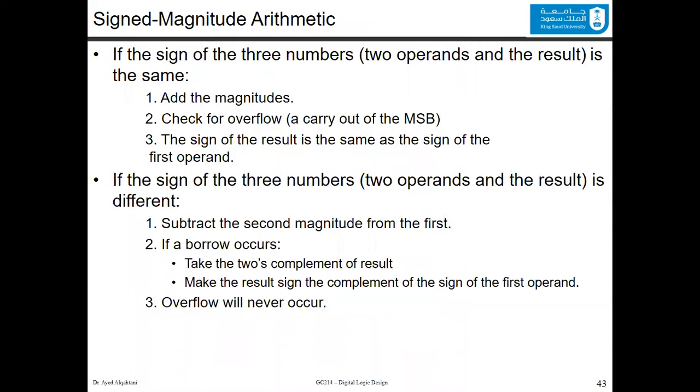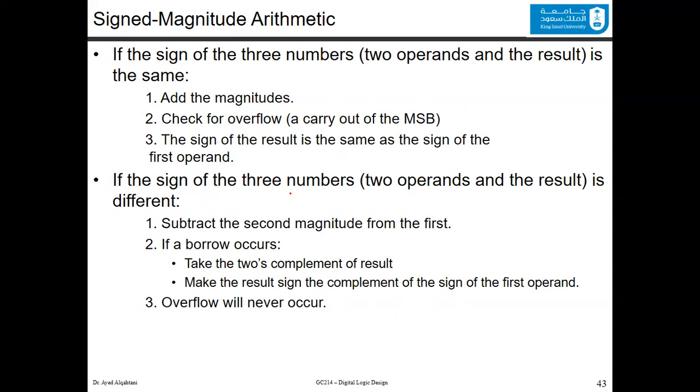Now, after we revisited the signed number representation using sign and magnitude, 1's complement and 2's complement, we will check the arithmetics of each one of them, starting with the sign magnitude arithmetic. The idea here, if the sign of the three numbers, the two operands and the result, is the same, you add the magnitude and check for overflow. And then the sign of the result is the same as the sign of the first operand.